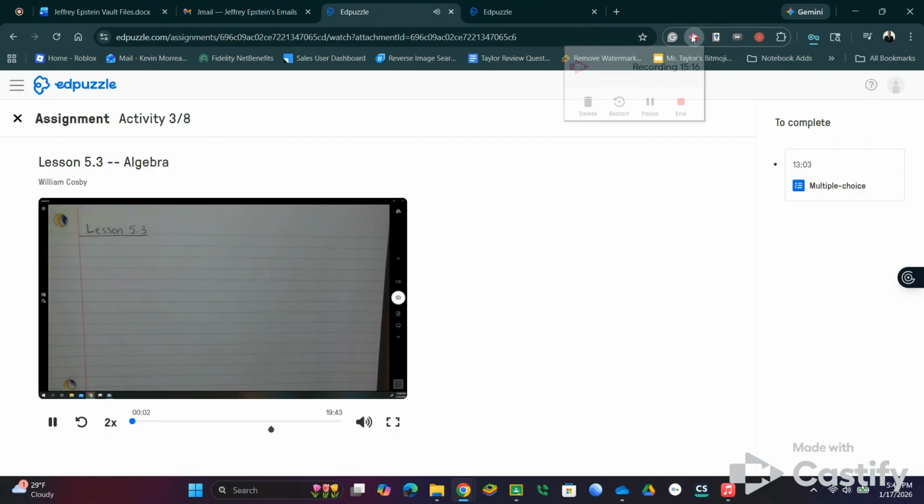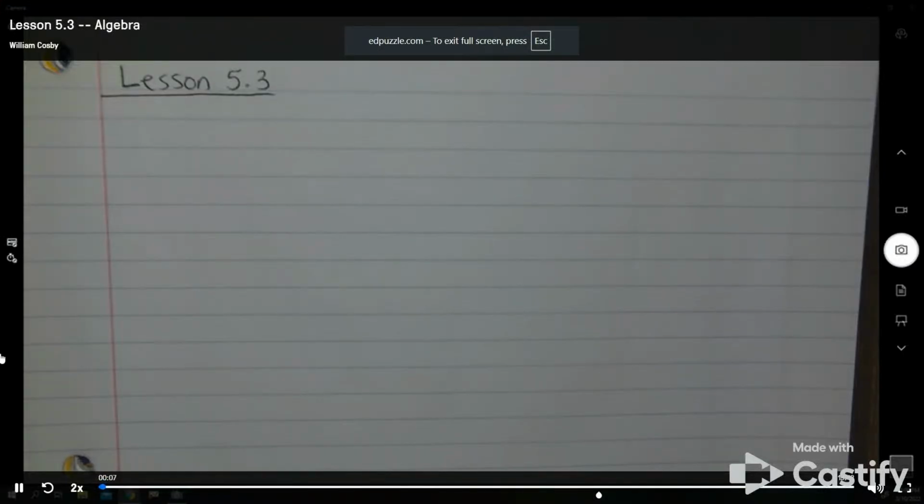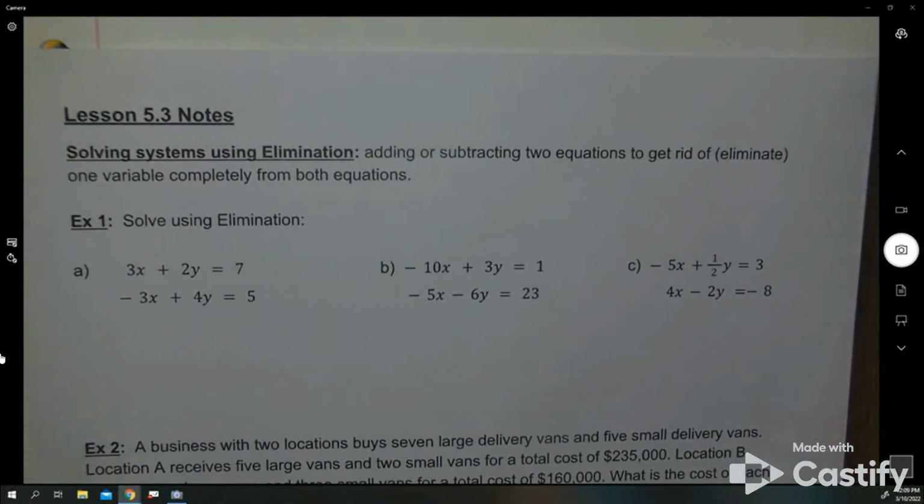This is lesson 5.3. In lesson 5.3, we're going to continue to talk about solving systems. Only this time, we're going to talk about solving systems using a method called elimination. And elimination is when we are adding or subtracting two equations in order to get rid of, or eliminate, one variable completely from both equations.